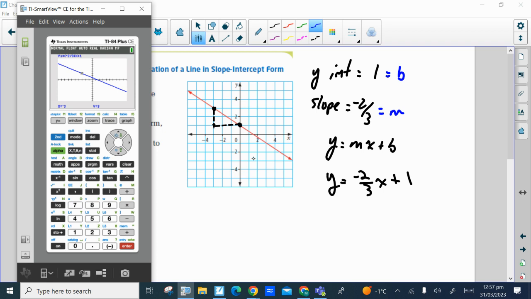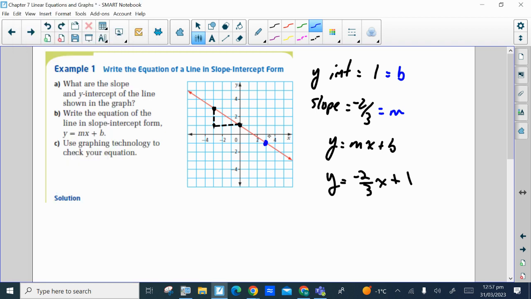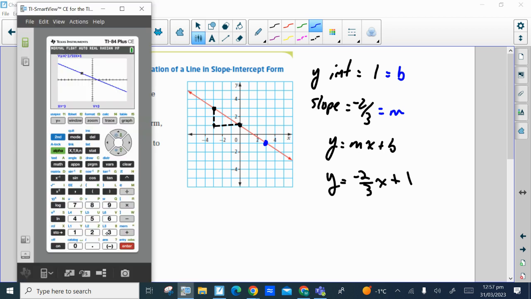Let's check one more point. For example, it appears that the point 3, -1 is on this graph on the page. So if we check that point as well by, again, I'm in the trace mode because the x and y values are displayed at the bottom. So if I just go 3, enter, it'll go to that point. It'll tell us the y value of -1.